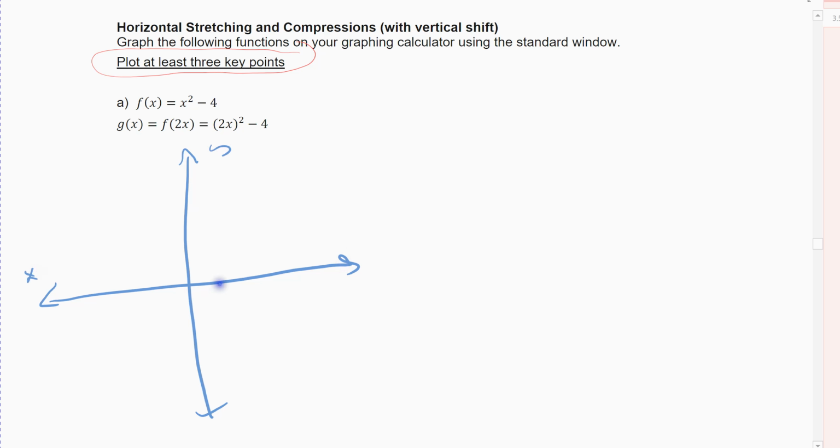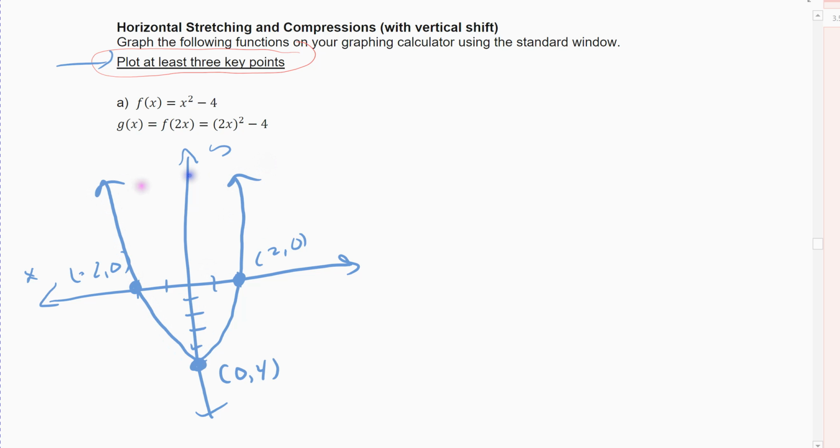So my original graph f of x, which I'm going to graph here. Right, and the 3 points that I'm going to plot are at my vertex. So it goes down to the point 0, negative 4, which is its vertex, and then the other two easy points to get are at 2, 0, and negative 2, 0. With a quadratic, 3 points are always what we want. You can plot more than that, but those are the points that I'm going to plot. So there is my original function. There's f of x, the original, which is x squared minus 4.